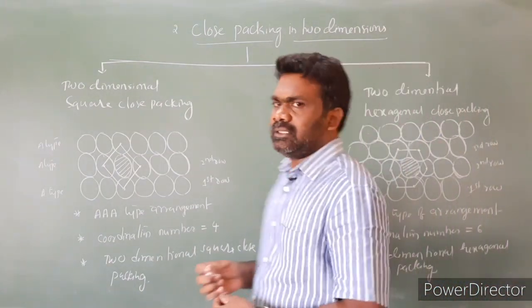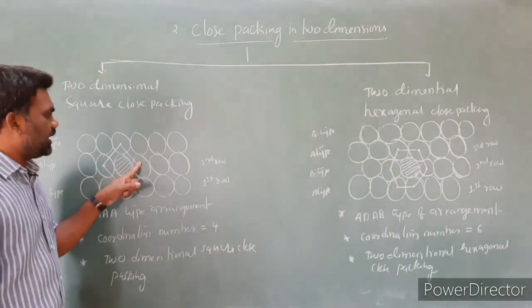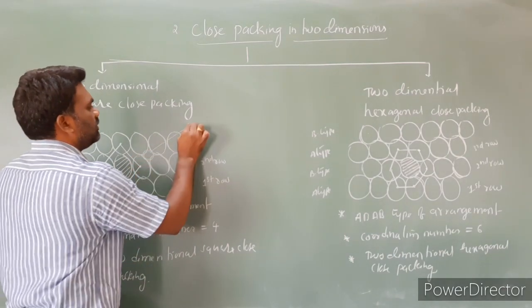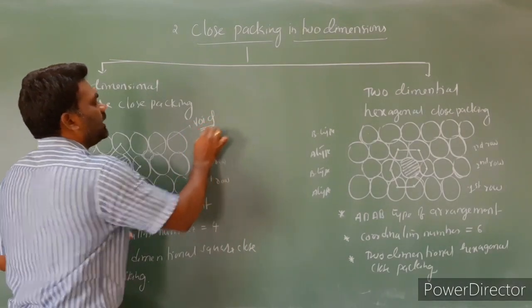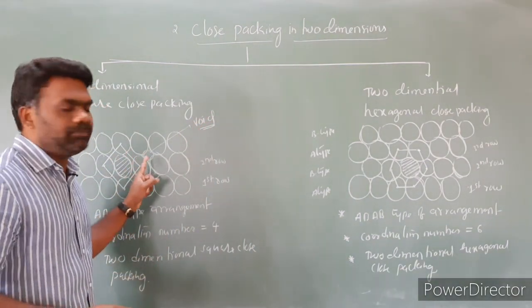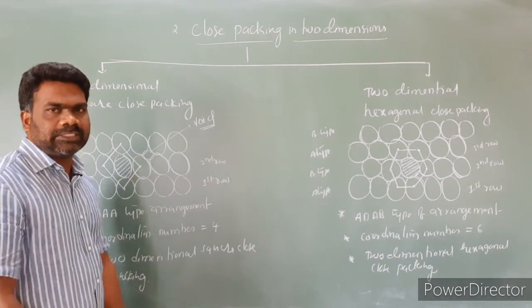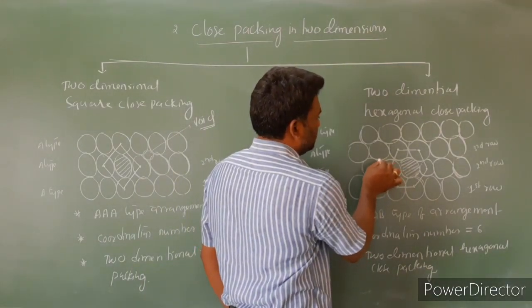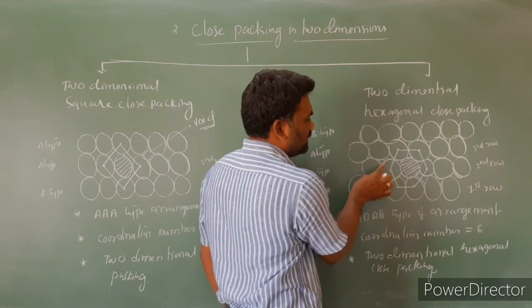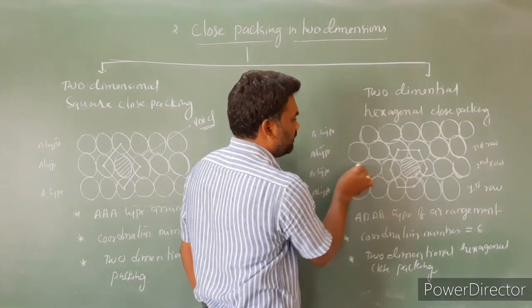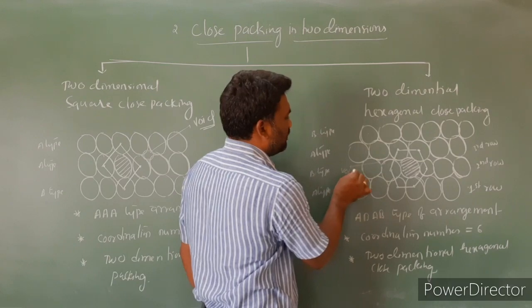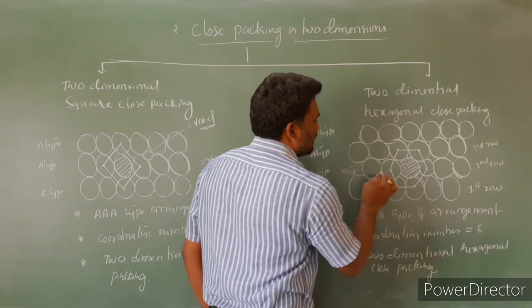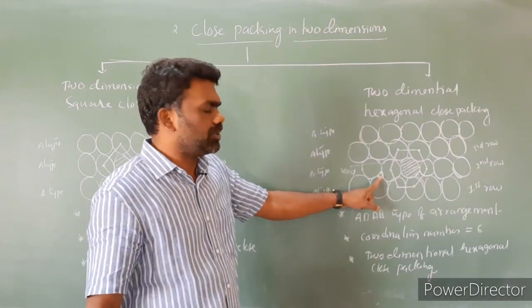Another important point is the empty spaces that develop between the spheres. Suppose you take these 4 spheres; between the 4 spheres there is an empty space. This empty space is called a void. A void is nothing but when the spheres are touching each other, empty spaces develop in between them. Even here, suppose I take this one: these 3 spheres are in contact, and between them an empty space develops. We call that a void. If you look at this, a triangle is formed, so this is a triangular void.